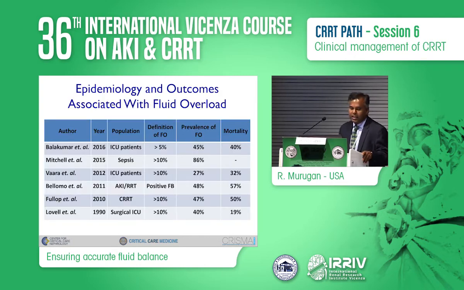If you look at the data on the relationship between fluid overload and outcomes, numerous studies have shown that, depending upon the definition used, fluid overload, or a cumulative fluid balance of greater than 5% or 10%, is independently associated with increased risk of death. And this is not a trivial problem. The prevalence of fluid overload in the ICU, depending upon the studies, is huge, like 40 or 50%.